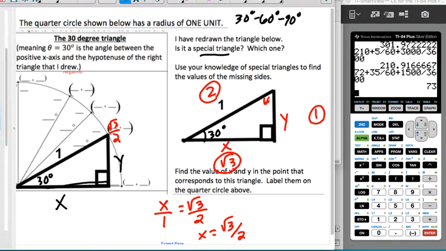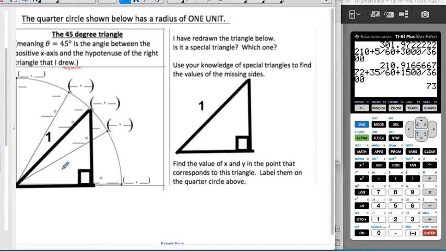I could do the same thing with the y. I could say y is to 1 as 1 is to 2, and realize that y is 1/2. So when we talk about the unit circle, we'll go back in a little bit, but this point on the unit circle is root 3 over 2 comma 1/2, and it basically comes from a 30, 60, 90 triangle.